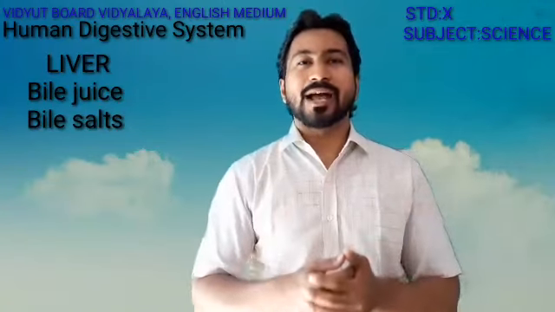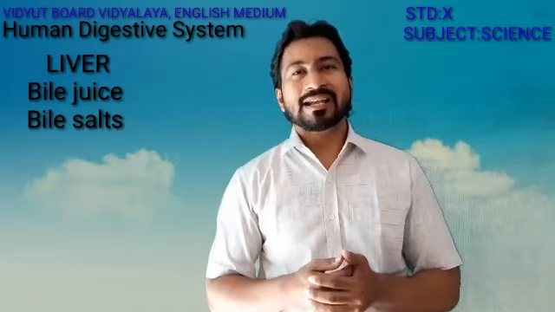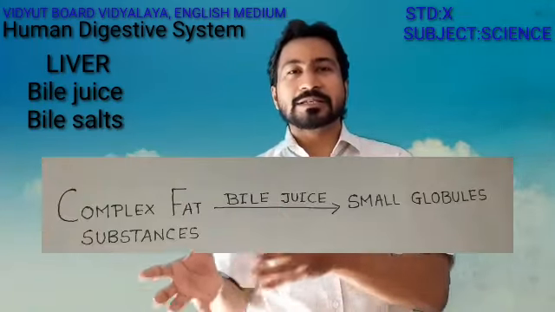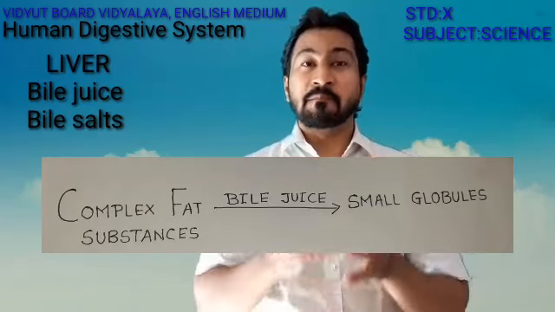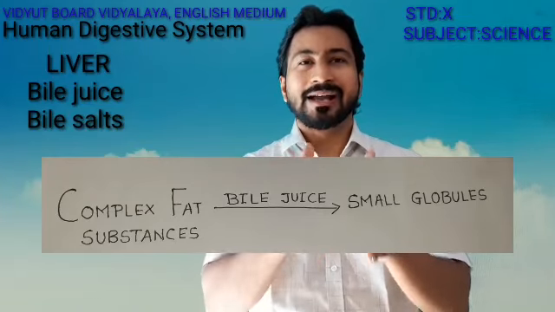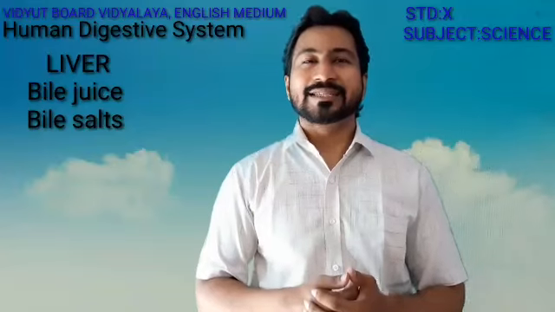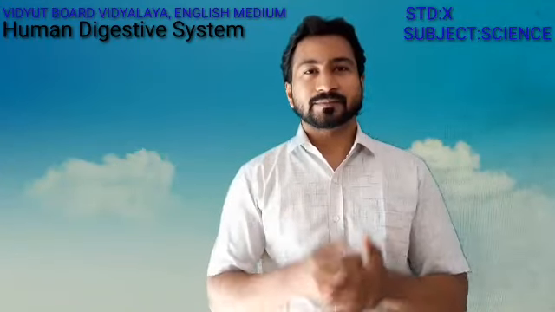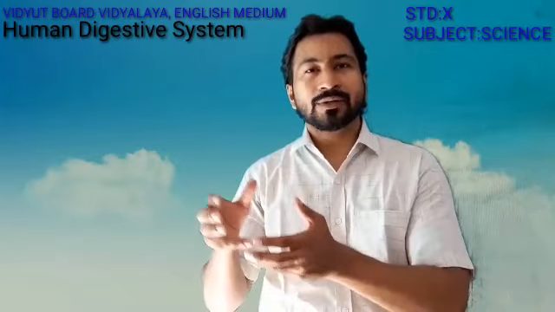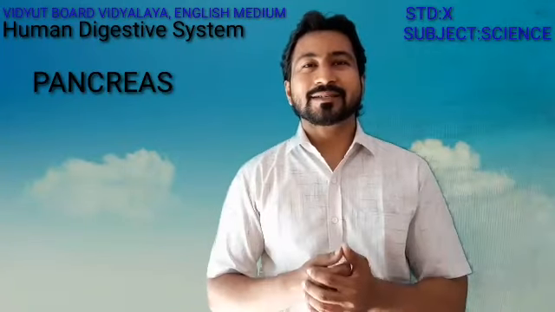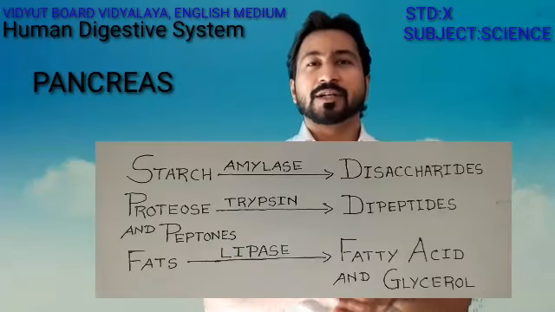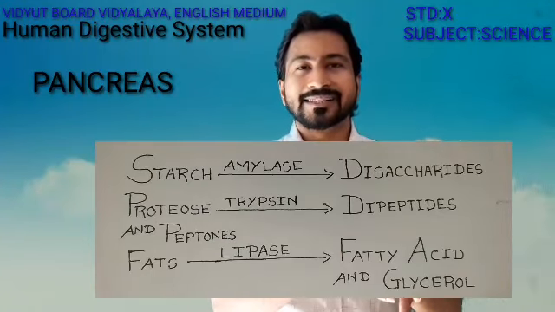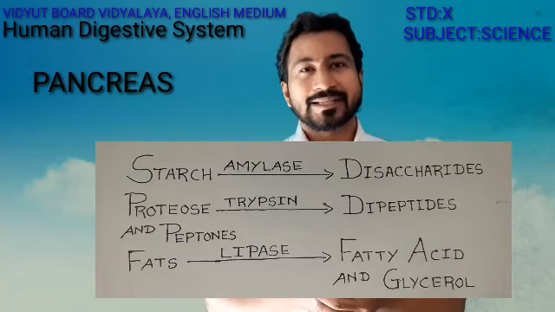Furthermore, bile also has a lot of enzymes which mainly convert the complex food substances into the simple food substances. And this bile is mainly stored in the gallbladder, and it will be released as and when required. Furthermore, moving on to the pancreas. Pancreas releases the pancreatic juice. This juice also has a lot of enzymes which further convert the complex food substances into the simple food substances.